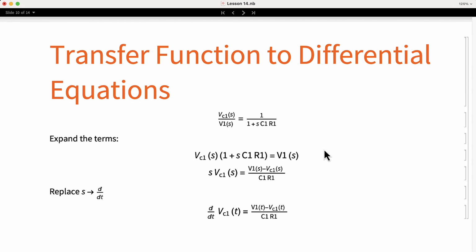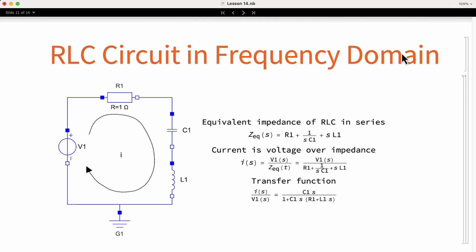Another interesting thing is that we can easily convert the transfer function back and forth from differential equations. For example, if we reorganize the transfer function by moving the denominator to the other side and expanding all the terms, we can write it in such a way where only the term VC1 of S has the symbol S. Then we can replace the symbol S by the time derivative, and we have the equation back to time domain. Let's make another example. We will analyze the RLC circuit we saw before, but now directly in time domain.